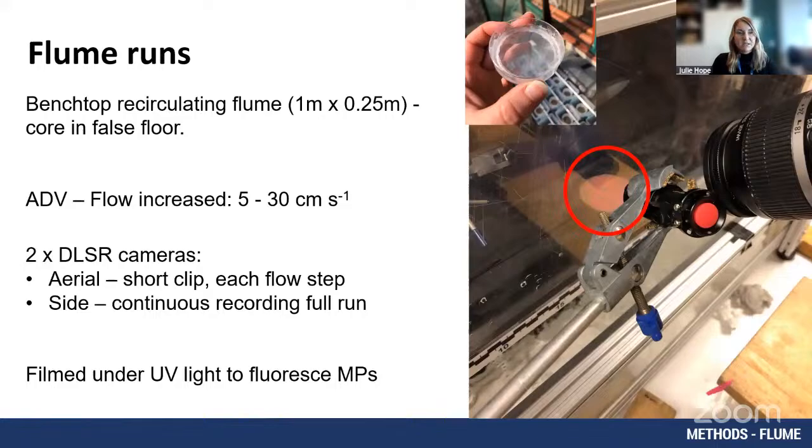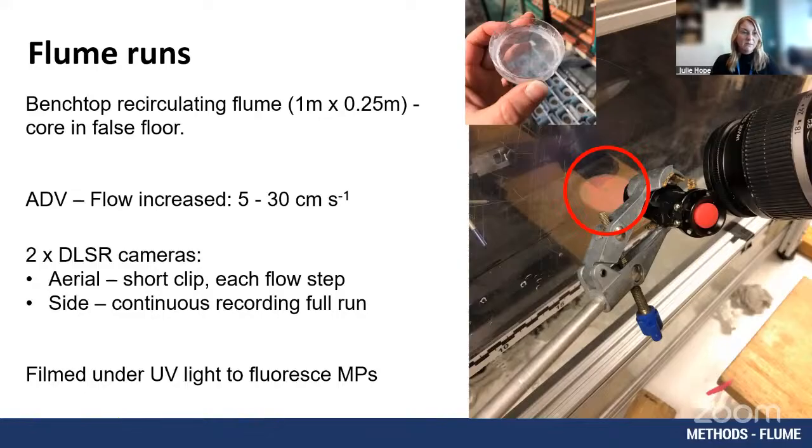So that small petri dish, as you can see, was placed into a small benchtop recirculating flume. Those of you that are more on the hydrodynamic side might be horrified by this. It's a very small scale. It's only 1 meter by 1/4 of a meter. It has a false floor. We were able to put those little petri dishes in flush. We were able to squeeze in an ADV downstream, and we were able to incrementally increase the flow over time. We were only able to increase this up to 30 centimeters per second, just again because of that small scale.